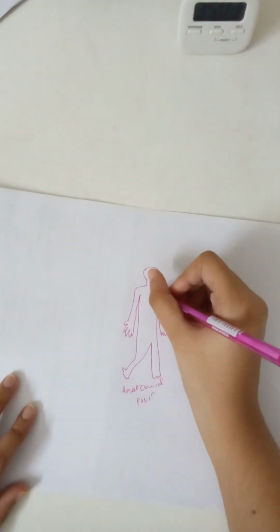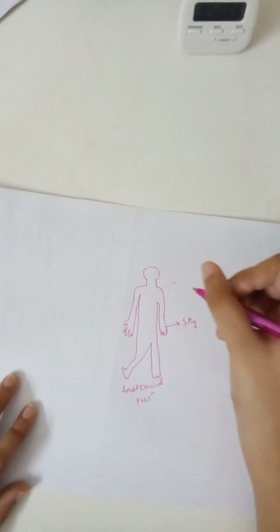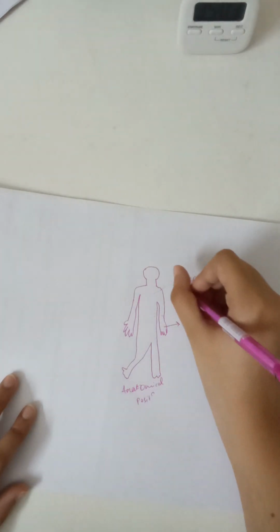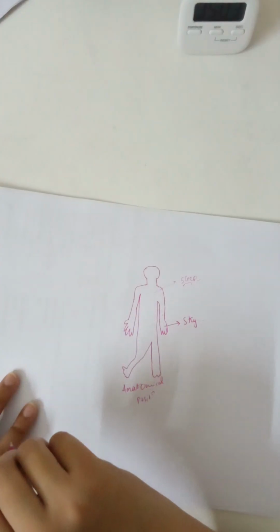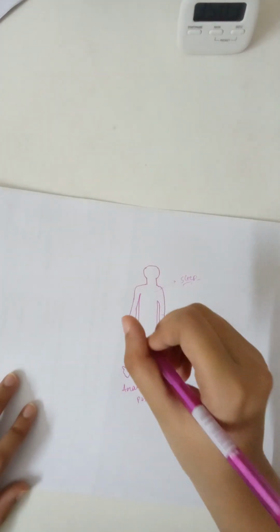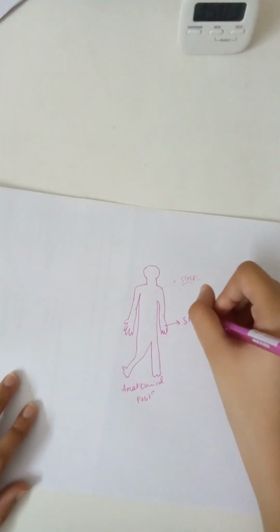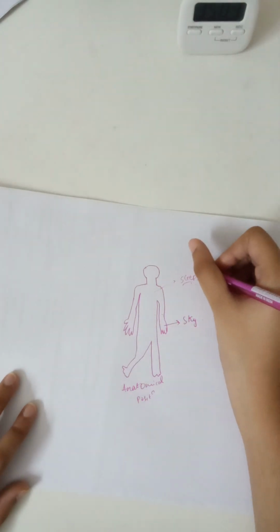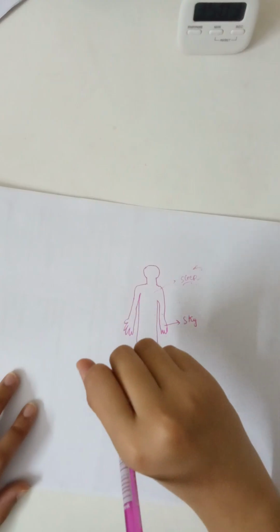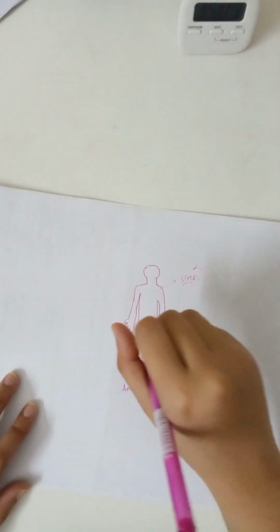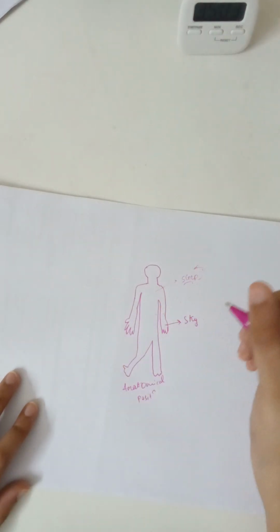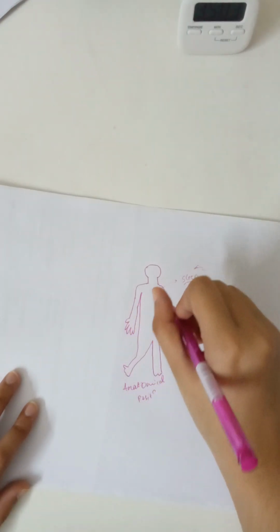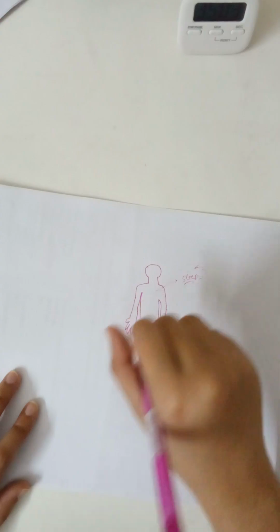Supine position: supine is sleeping on the bed, that is known as supine position. And prone position. Prone position is when you sleep on your front, used when the patient is having spinal surgeries. Sleeping on the chest is known as prone position.